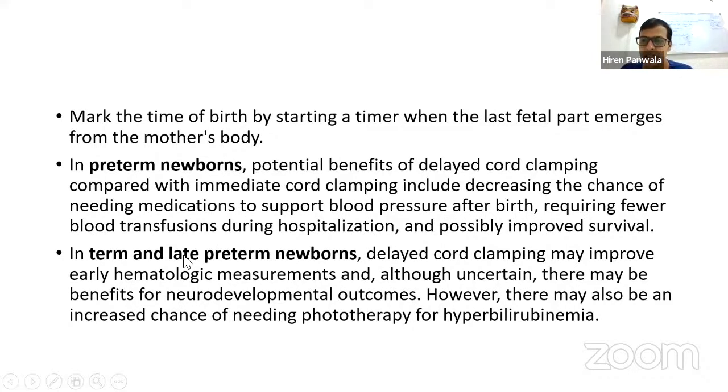There are certain scenarios where we see a higher requirement of phototherapy for jaundice. Whereas in term and late preterm babies, delayed cord clamping may improve early hematologic measurements. Although uncertain, there may be benefits for neurodevelopmental outcomes, which are yet not proven. But obviously, there's no harm, except that there's an increased chance of babies needing phototherapy for hyperbilirubinemia.